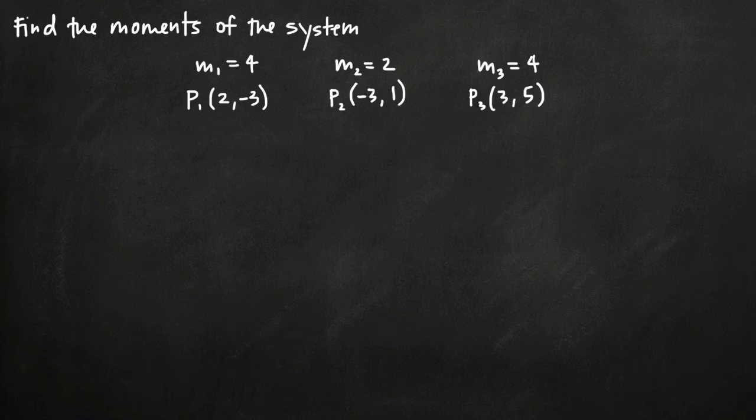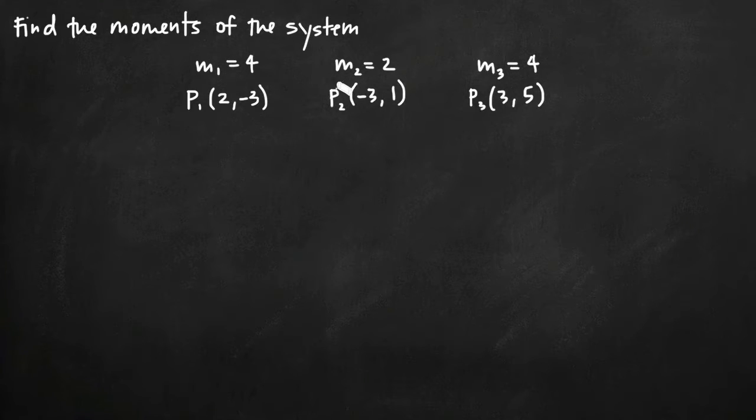Today we're going to be talking about how to find the moments of the system. This is a physics application of calculus, and in this particular problem, we've been given three masses. That's what we have here for m sub 1, sub 2, and sub 3. So we have a mass of 4, a mass of 2, and another mass of 4, and we've been told basically the coordinate point at which those masses are located, and we need to find the moments of the system.